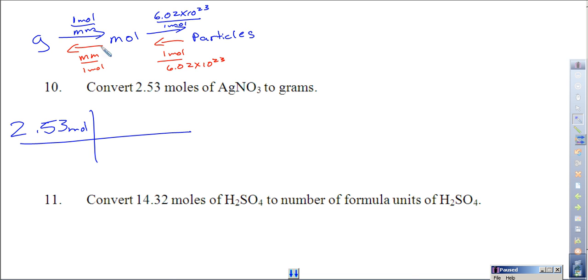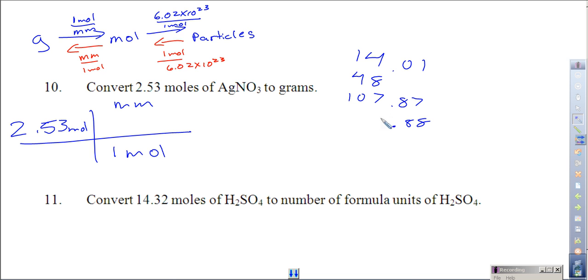So in order to do that, are we taking the blue or the red? Red. So what goes on top? The molar mass of AgNO3, and what goes on bottom? 1 mole. Okay? So put in the molar mass of AgNO3. That's 14 plus 48 plus 107.87. That's 169.88.